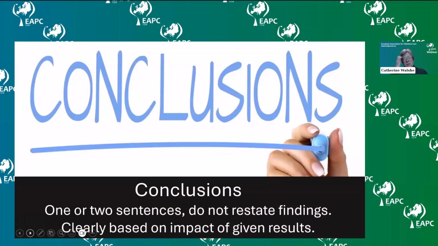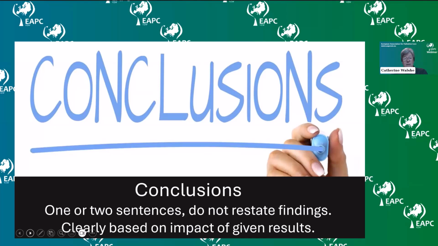Then going on to conclusions. And the most important thing here that a lot of people get wrong is restating the findings. The conclusions are not a summary of the findings. You probably only have 1 or 2 sentences for the conclusions, but it should be an actual conclusion, perhaps a recommendation. It should be clearly based on the impact of the given results.